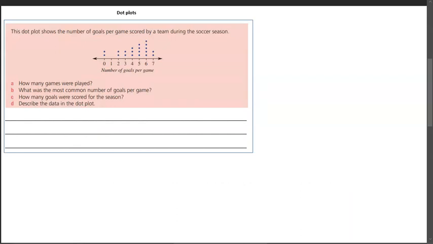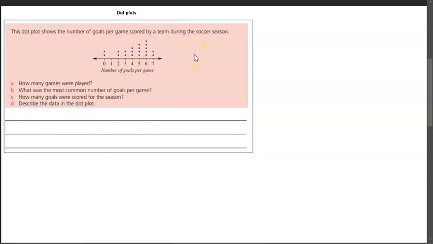Dot plots are quite like bar charts. The only difference is that instead of the bar going up to a certain number, which is represented on the left-hand side of the chart, it's dictated numerically by dots, and all you have to do is count how many dots are related to whatever the context is at the bottom. In this example, this dot plot shows the number of goals per game scored by a team during the soccer season. The number of goals per game is on the bottom, from 0 to 7.